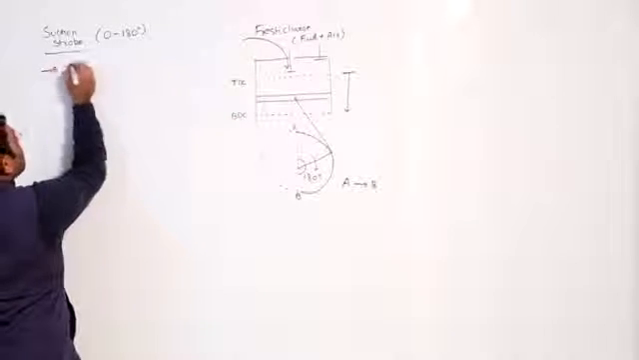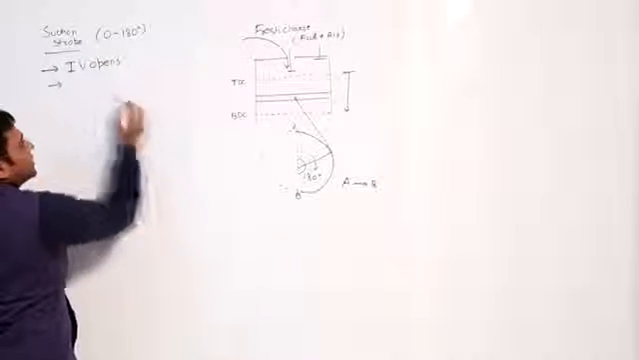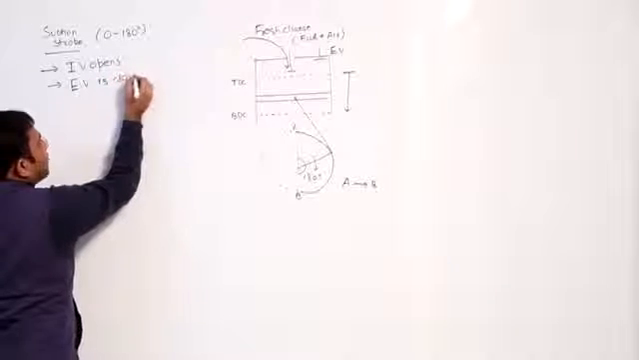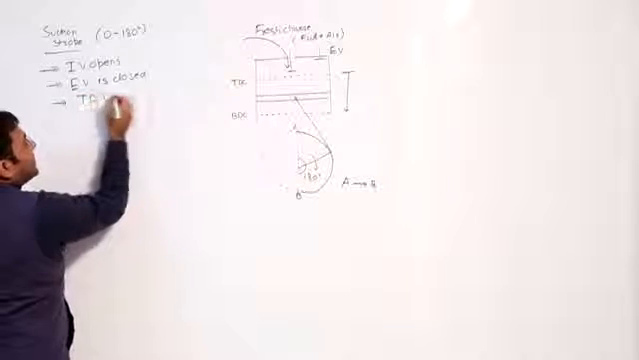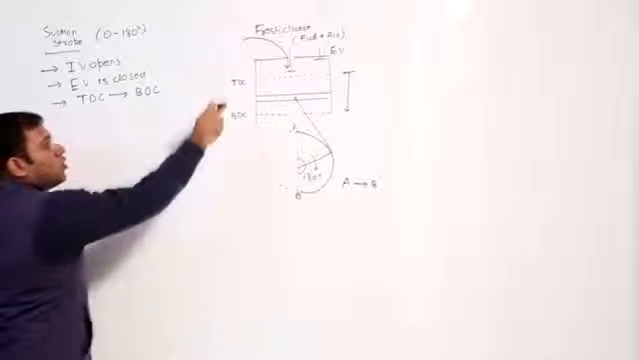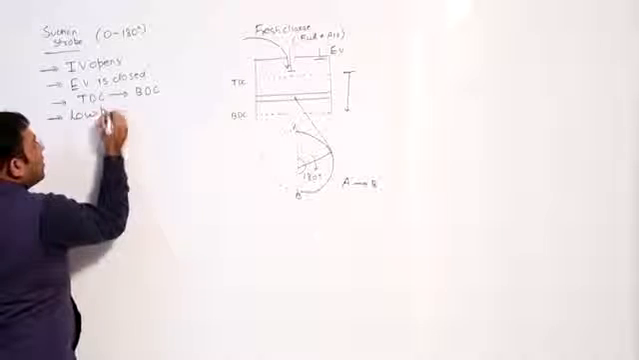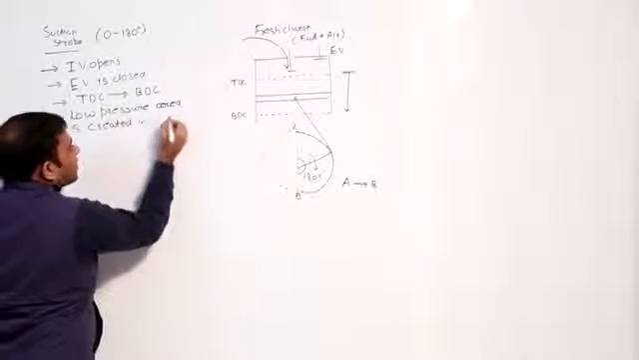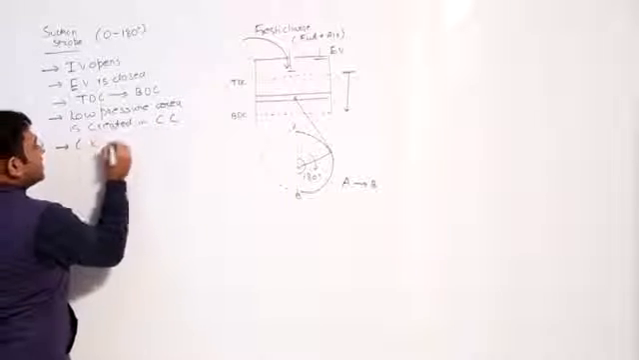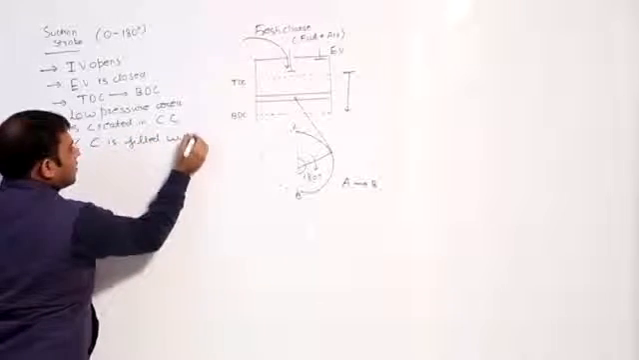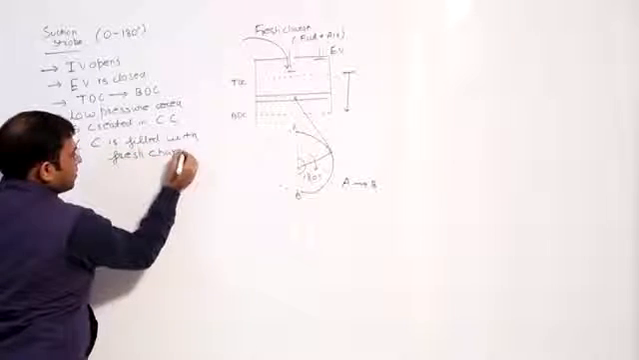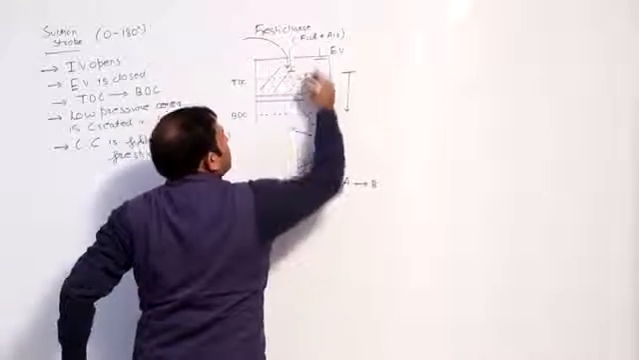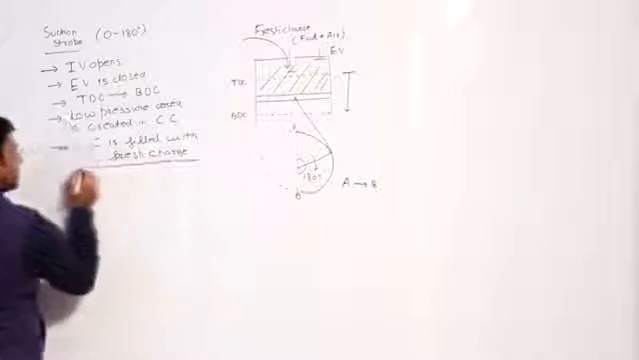So here we see that the inlet valve opens, and this exhaust valve is closed. The piston moves from top dead center to bottom dead center, and during this movement a low pressure area is created in the combustion chamber, due to which the combustion chamber is filled with fresh charge. Now when the piston is at bottom dead center, this area gets filled with fresh charge.